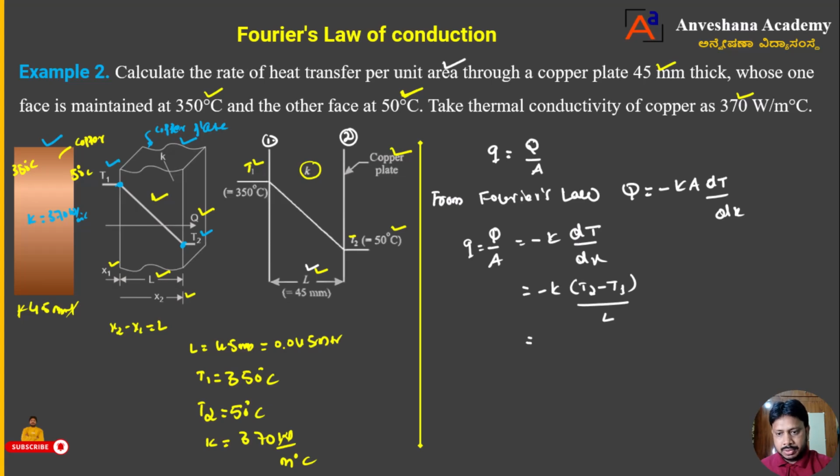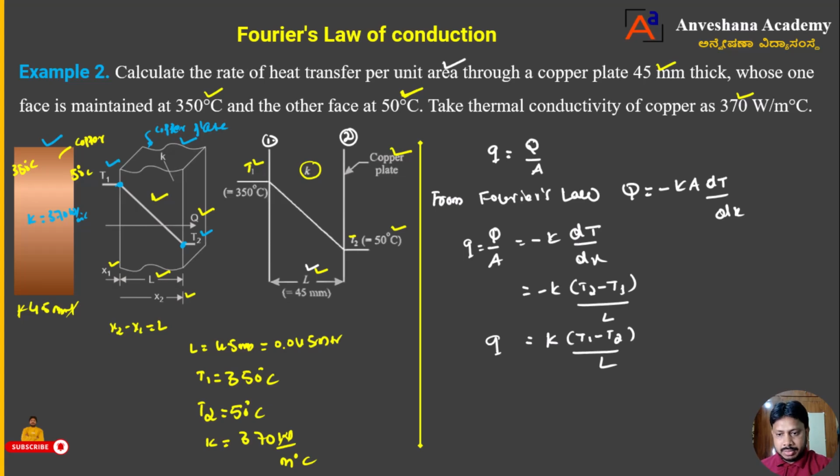Dear students, I will make some small changes here now. T1 I will take this side. Then this minus K will become plus. So what can I write? K into T1 minus T2 divided by L. So the heat transfer per unit area, small q, is equal to K into T1 minus T2 divided by L.